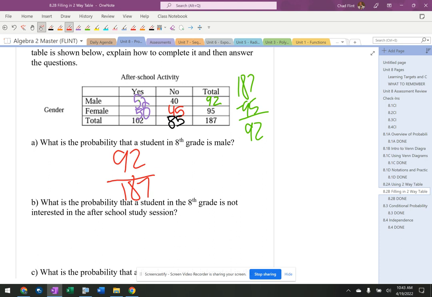What is the probability that a student in 8th grade is not interested in the after school study session? Well, again, there's 187 kids in the 8th grade. The No column totals 85. So that means 85 of the students are not interested in having an after school study session.